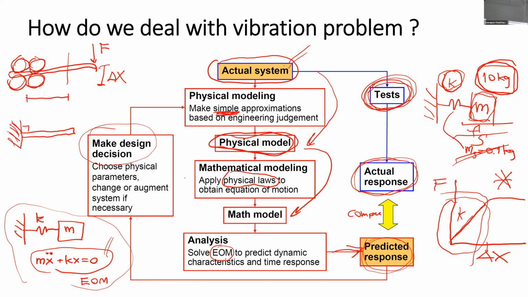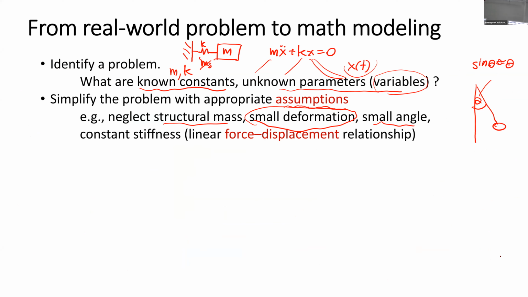At one region, the spring is a linear spring. It has the linear relationship between the force and the displacement, but at a bigger region of the deformation, sometimes it's not a linear spring anymore. So yeah, in the system, we need to see, should we assume small deformation? Should we neglect the mass of the structure? Should we assume the small angle or constant stiffness?